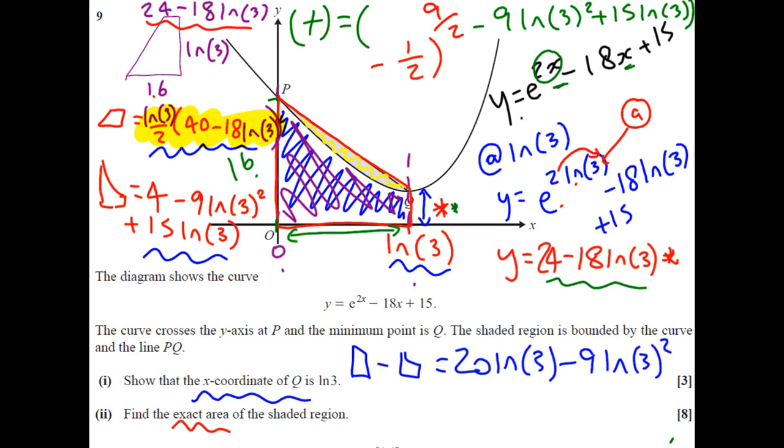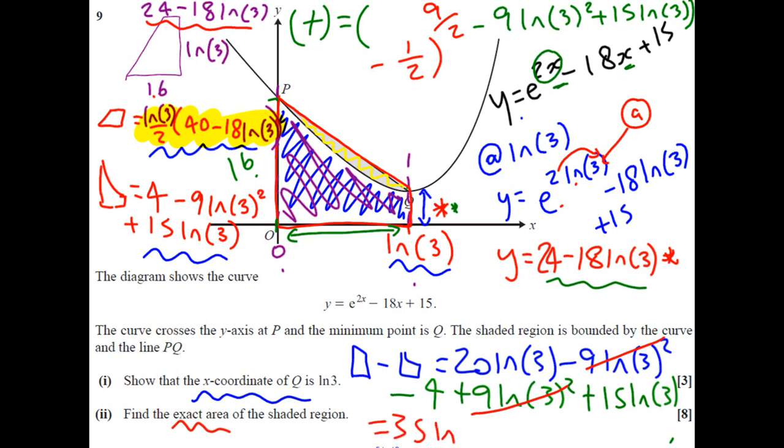Okay, and then we're taking away 4. The signs are going to swap when we're taking it away. Plus 9 ln 3 squared. How cool is that? Plus 15 ln 3. Okay, that's going to cancel with that. So we're going to get 35 ln 3 minus 4, and it's square units.